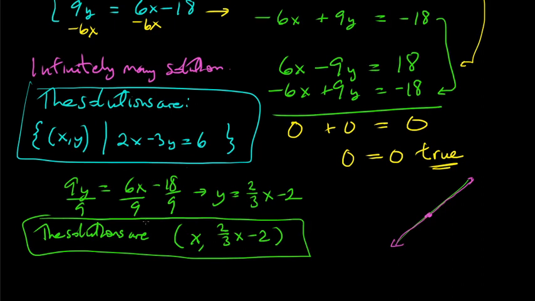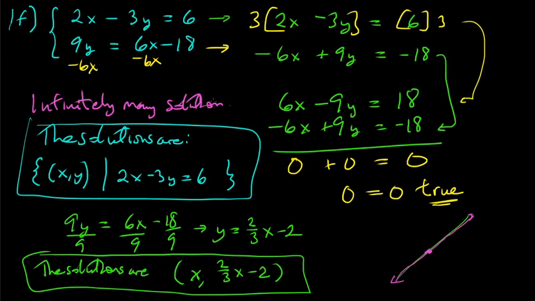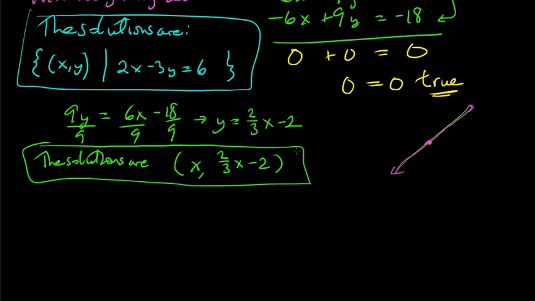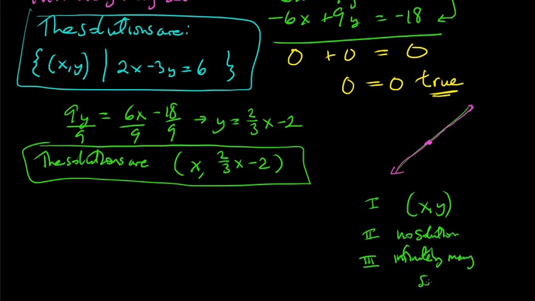Okay, so I think that should do it, right? There's three types of problems. One where you get one unique solution, a point x and y. That's one possibility. The second possibility is that you get no solution. And the third possibility is that you get infinitely many solutions. Okay. And we did one of each. Well, for the first kind we did a couple of those already, so.